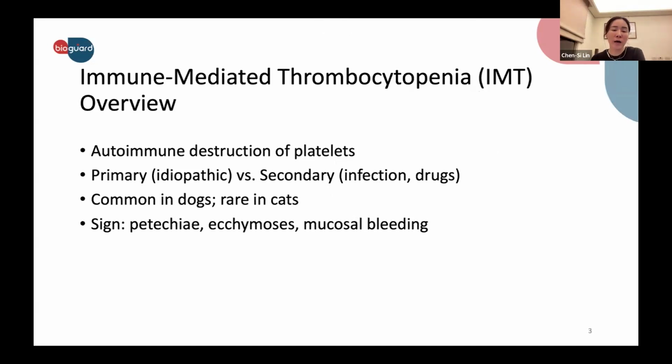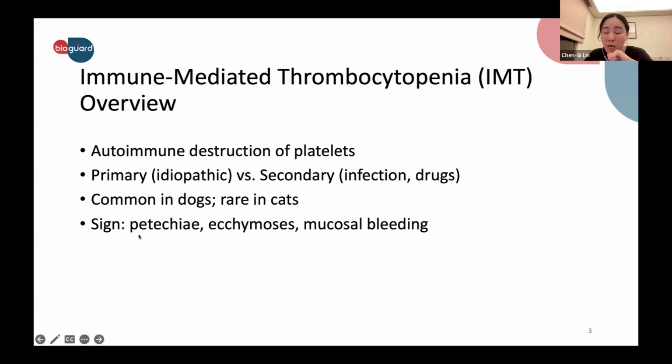No matter whether primary or secondary, most ITP cases are commonly found in dogs and rare in cats. It is the most common acquired bleeding disorder in dogs. Cats get it rarely, and it is almost always secondary.